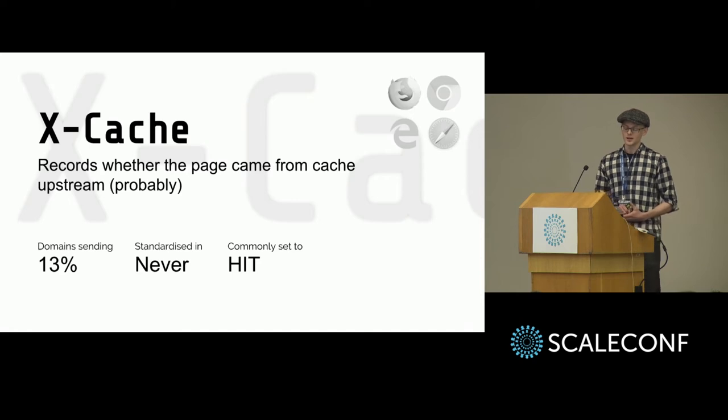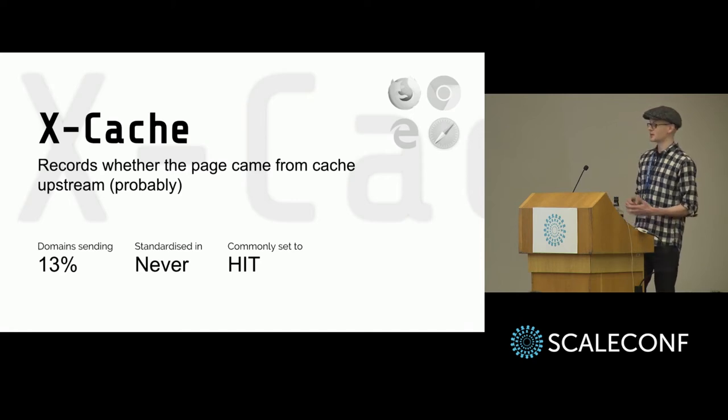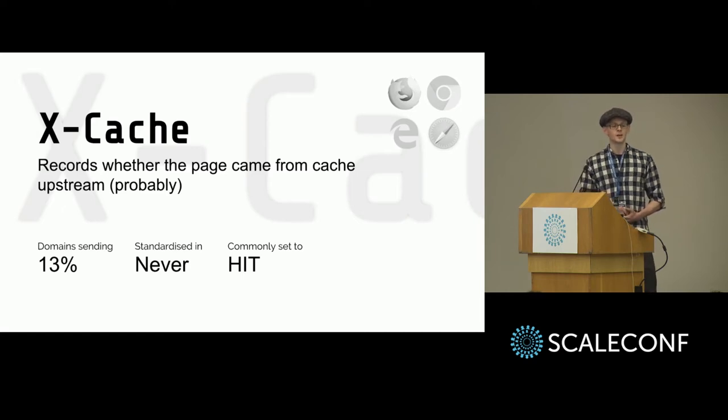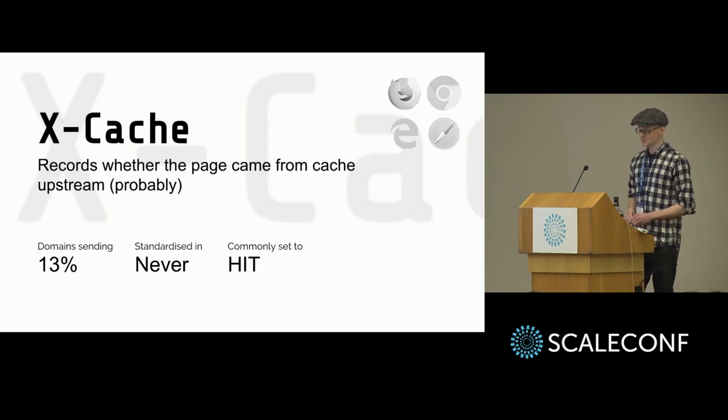And the next one I want to look at from the archive is xcache. And this is an example of a header which is meaningless. It's not supported by any browser. There's no spec that defines what it is. There's no document that tells me what the values of this header are. And yet, it's sent by 13% of domains in the archive. And they almost always set it to the word hit.